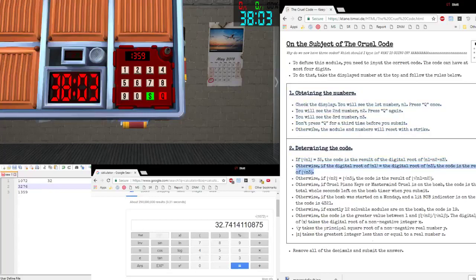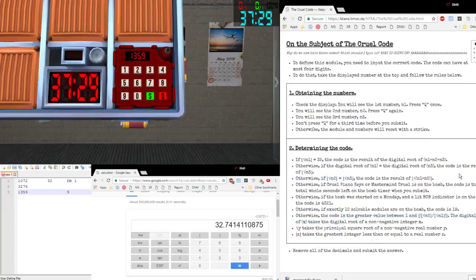Otherwise, if the digital root of the first number is equal to the digital root of the third number. Now our first number, let's add these digits up. 1 and 0 and 7 and 2 is 10. 1 plus 0 is 1, so our digital root is 1. If we come down here to the third one, 1 plus 3, 4 plus 5, 9 plus 9, 18. 1 plus 8 is 9. We have a digital root of 9 for this one. Are 1 and 9 the same? No. So we're going to skip that rule.